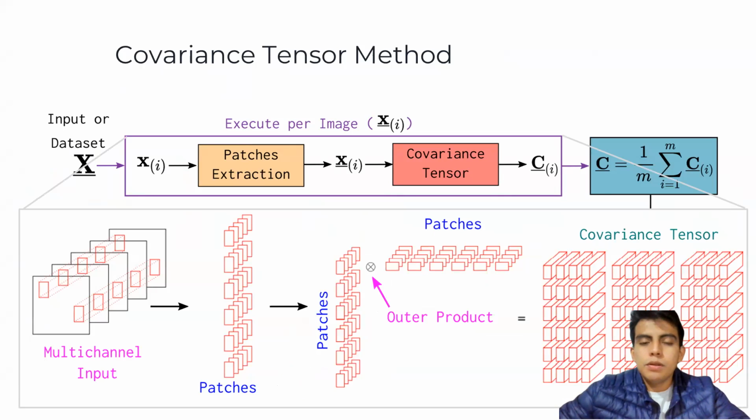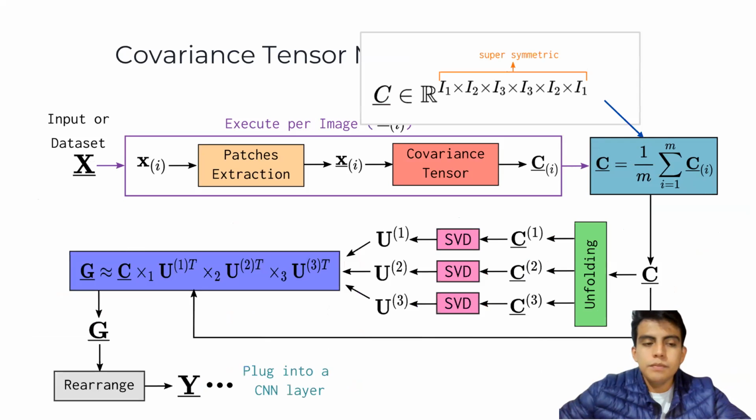Starting from an input, which can be an initial dataset or an intermediate batch of feature maps, we take each image and extract some patches. The extracted patches are composed into a 4-order tensor, which allows us to get a covariance tensor. This covariance tensor allows us to get the relationships between different patches in the tensor. We perform the same process over all the examples and obtain a mean covariance tensor.